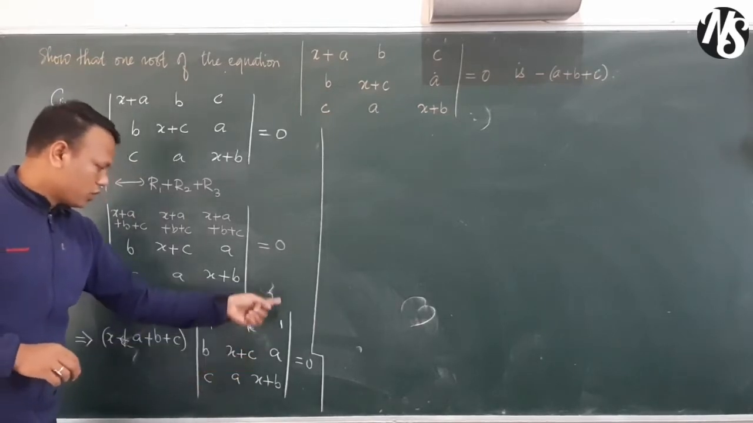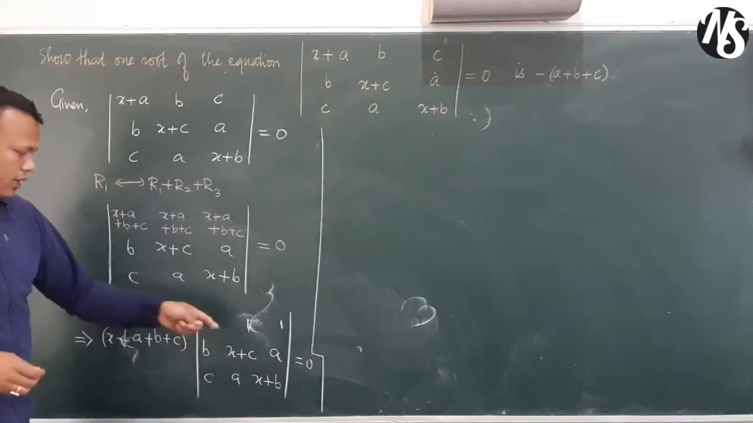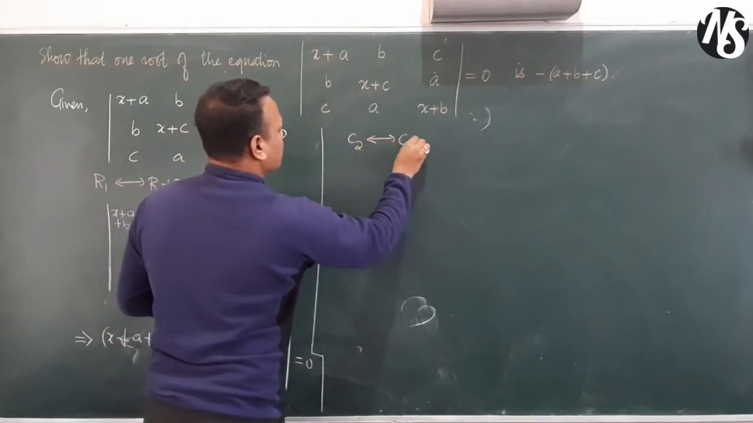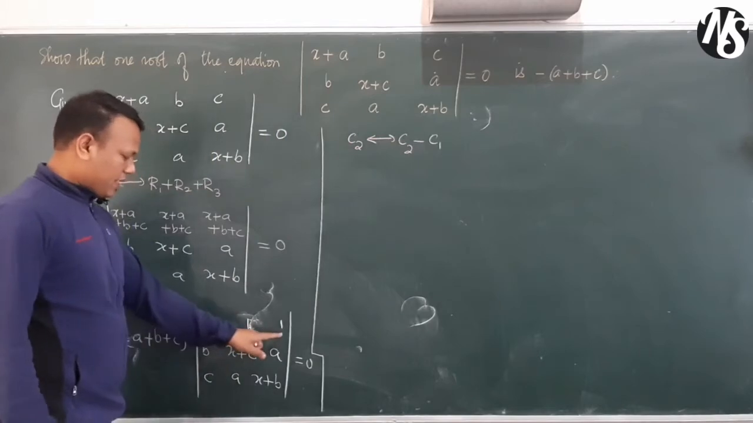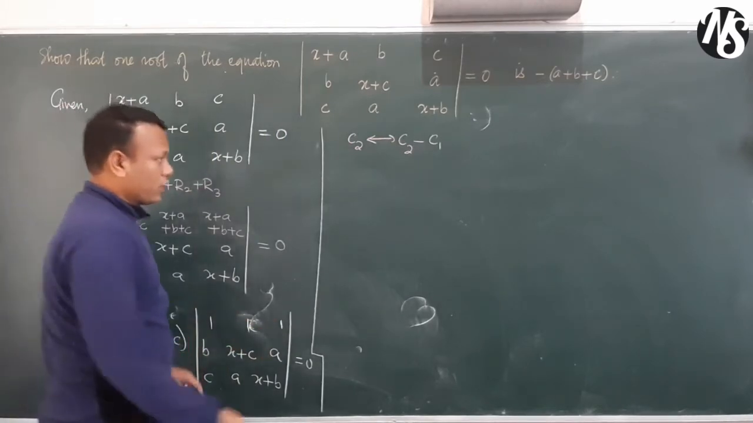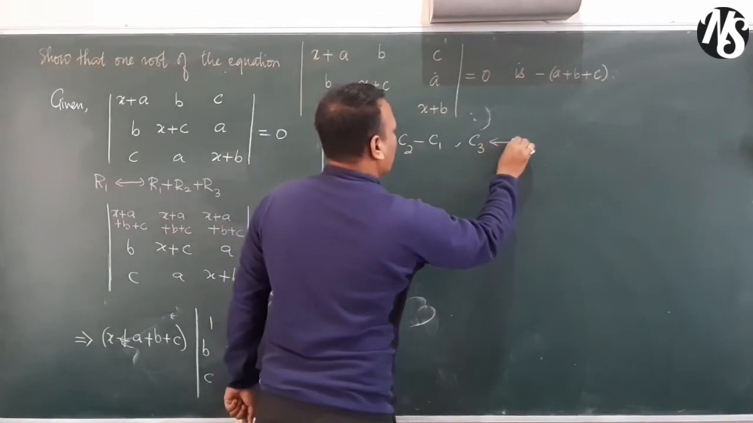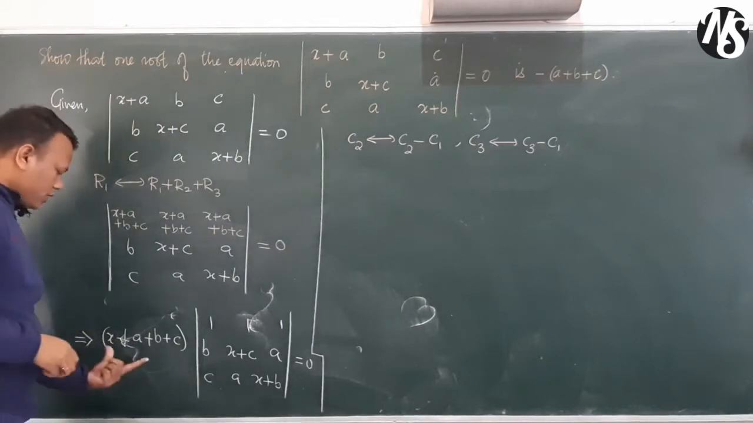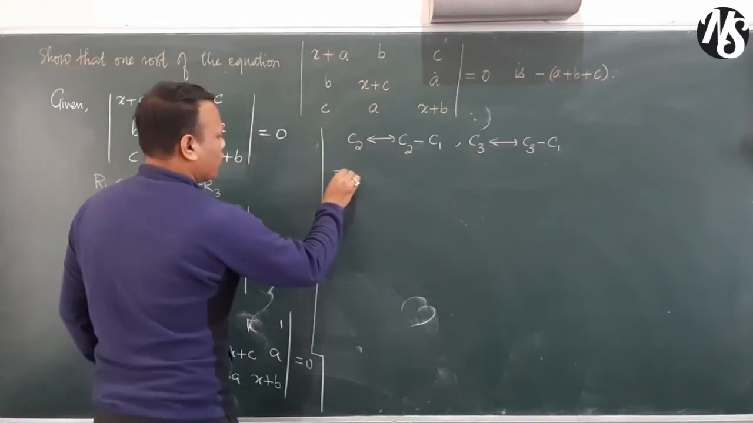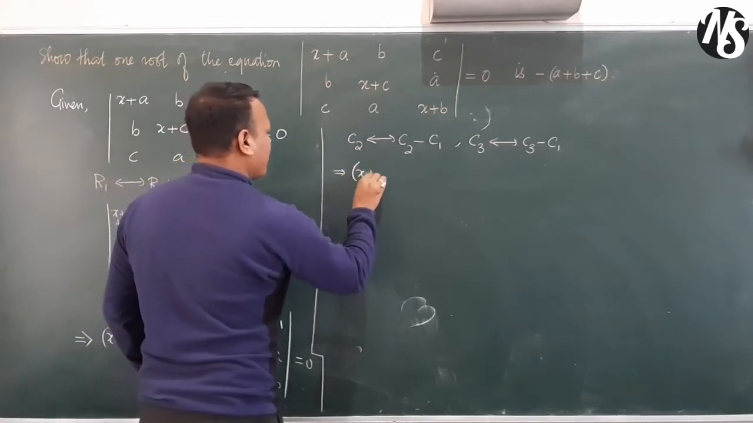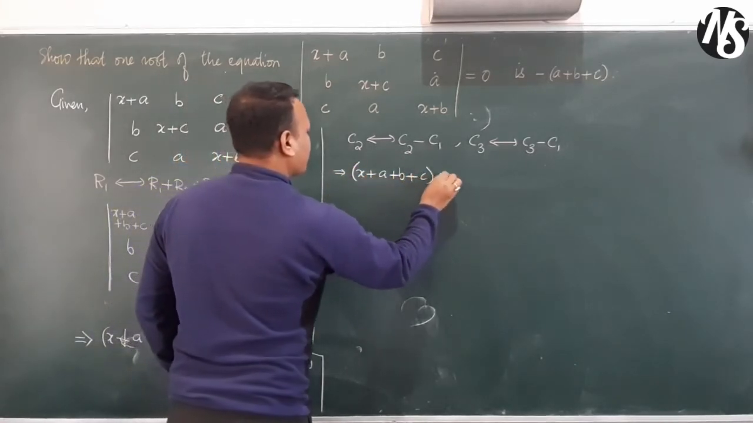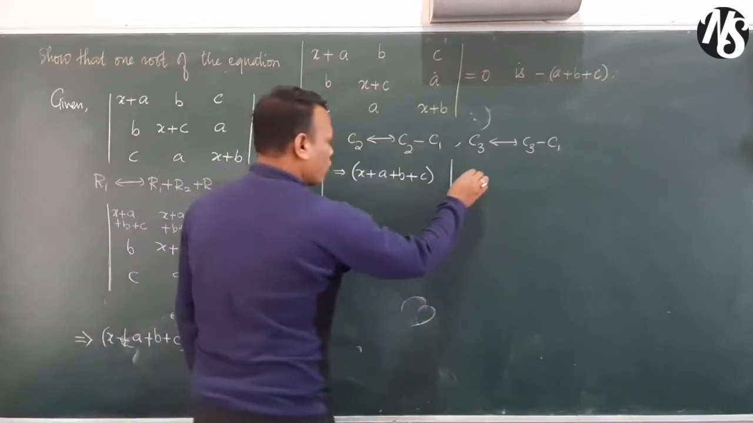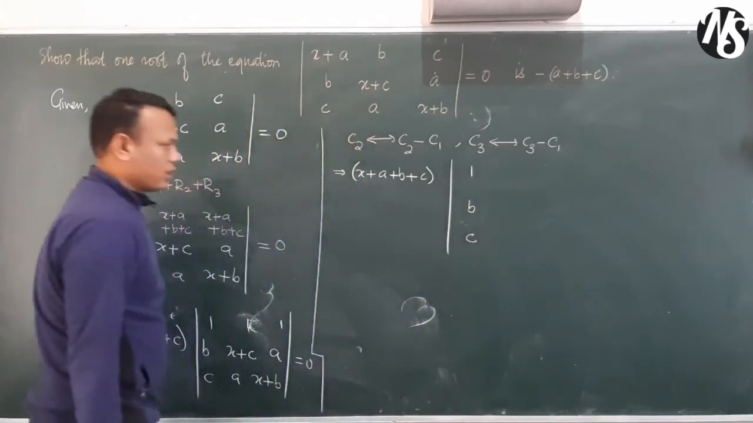This is my column 2, this is my column 3. So I'm making column 2 as column 2 minus column 1, and similarly I'm changing column 3 as column 3 minus column 1. Let's see what we get if I do this operation. The factor x plus a plus b plus c is always there. You're not changing column 1, so column 1 will remain as it is: 1, b, c.